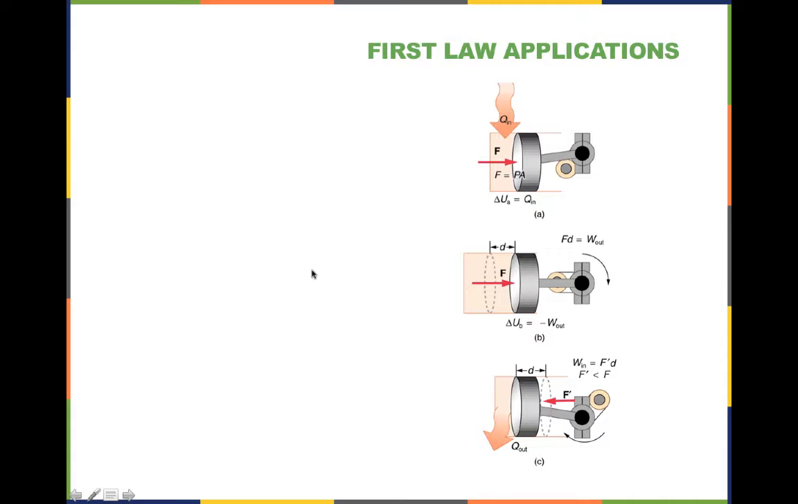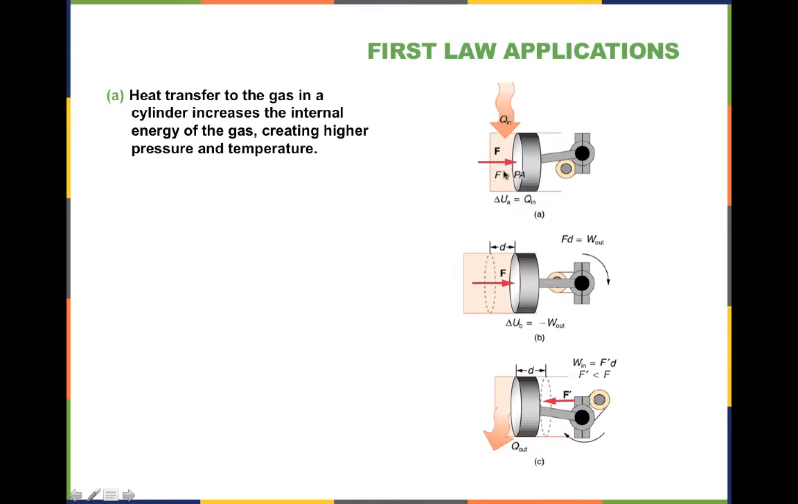So here's an example of how this works. First of all, we have a piston, and the heat transfer to a gas in a cylinder increases the internal energy of the gas, creating higher pressure and temperature. So heat is coming in, you increase the temperature and the pressure. This heat increases the internal energy, and that's equal to the intake of heat by this situation.